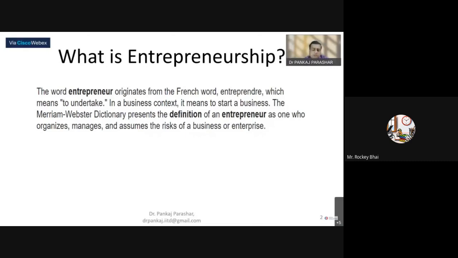The entrepreneurship word originates from the French word entreprendre, which means to undertake anything, any business or any endeavor that is taken up is called entrepreneurship. And an entrepreneur is a person who organizes, manages, and assumes the risk of business. Business is not an easy thing.